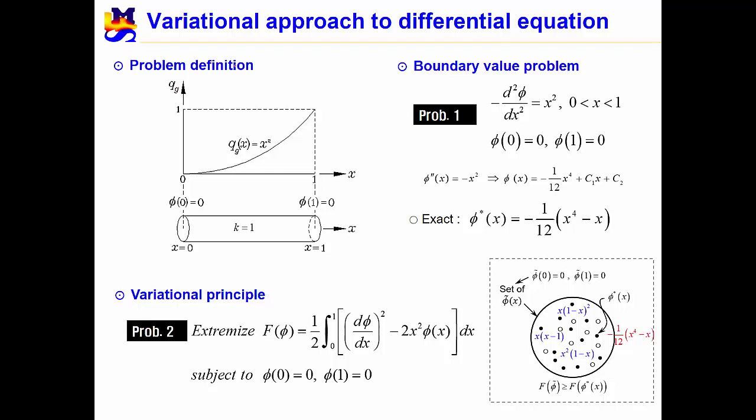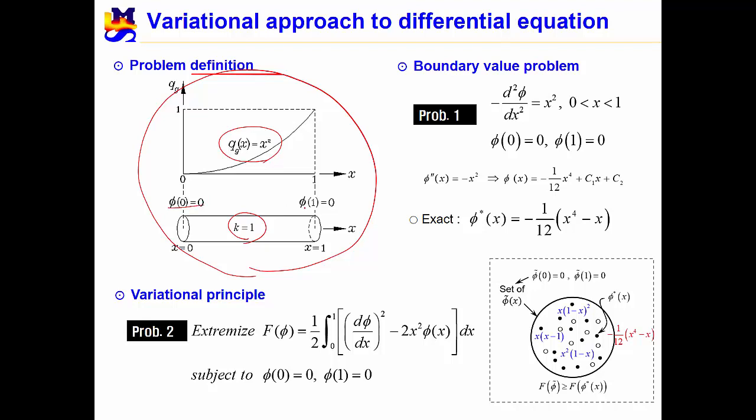And this is a one-dimensional steady-state heat conduction problem. Now assume that K equals 1 and heat generation per length Q equals x squared. At both the ends, the temperature are maintained 0. Then equation of heat conduction can be reduced to this boundary value problem. Of course, its exact solution can be easily found like this after integrating both sides twice and imposing boundary conditions.